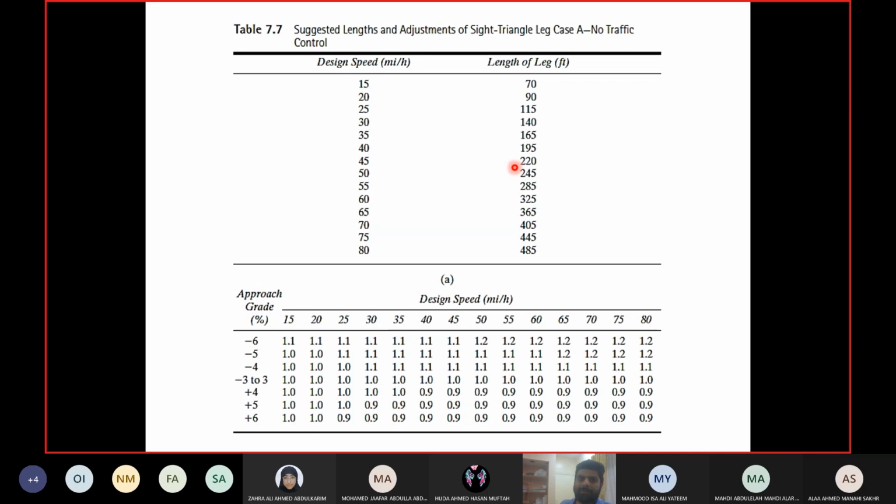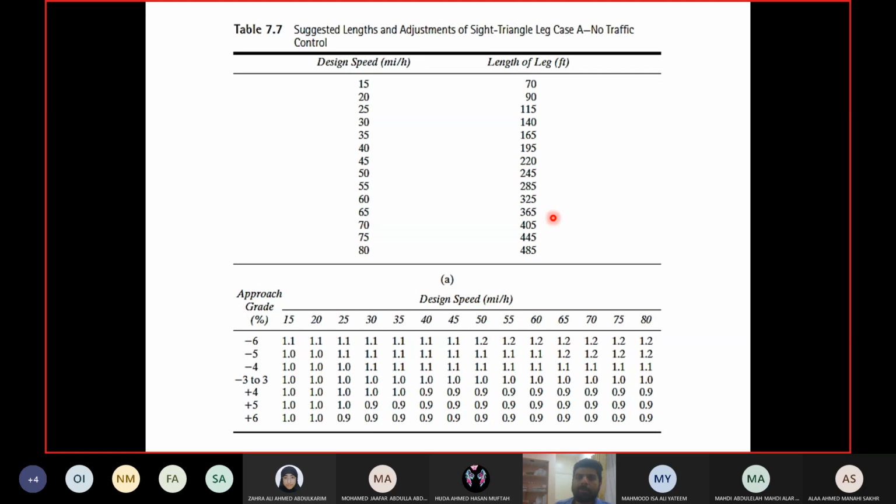They are not separate tables. This is the same table, but it will be applied to whichever road you are putting the speed for. After you get the distance from the first table, you have to multiply it with the adjustment factor from the second table to find out the final value. The final value will be the value from the first table multiplied by the adjustment factor.